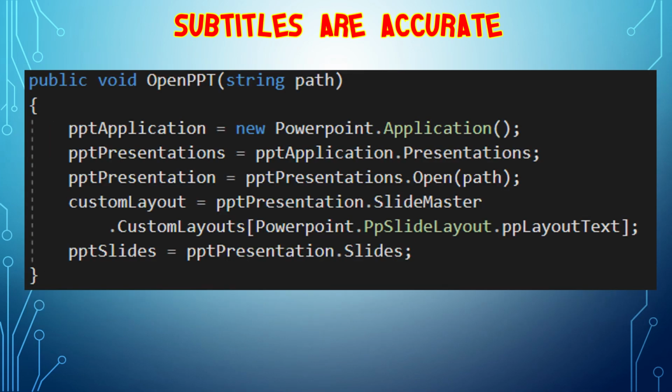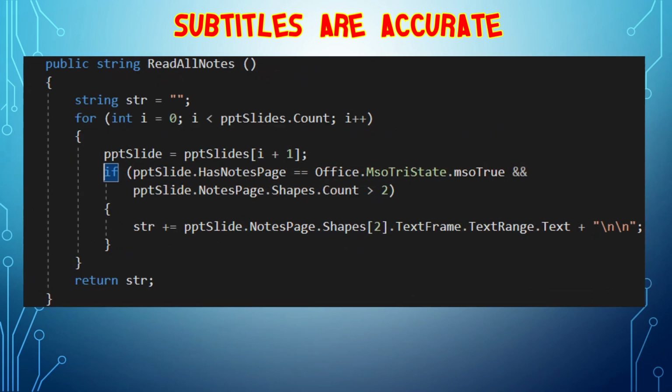Open is very similar. The only difference is in the new presentation add. Here we just call the Presentations.Open method and simply pass in a file path. We use another function to pass the existing slides. First, we create a string var that will hold all notes. Next, we use a for loop to traverse each slide. We assign this so we can look at a specific slide easier.